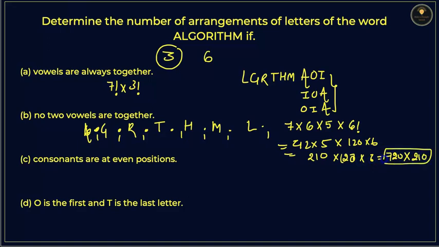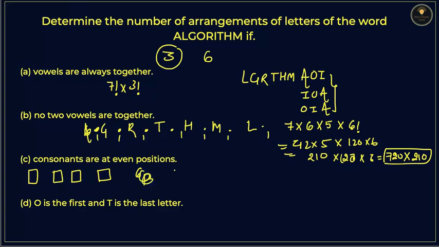Consonants are at even positions, which means how many positions do we have? So in total there are 9 letters. In those 9 letters, we have to place these consonants. So we have the second place, the 4th place, the 6th place, and the 8th place. Out of these 9 places, we have to choose only 4 places in which we have to place these consonants. So we have 6 consonants and we have to place them in 4 positions.